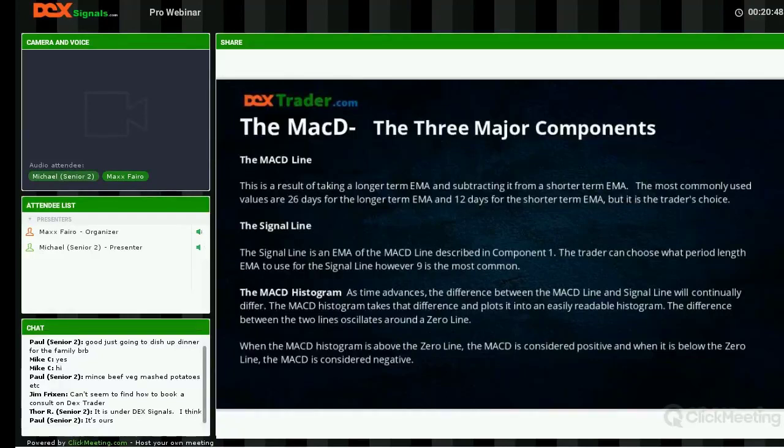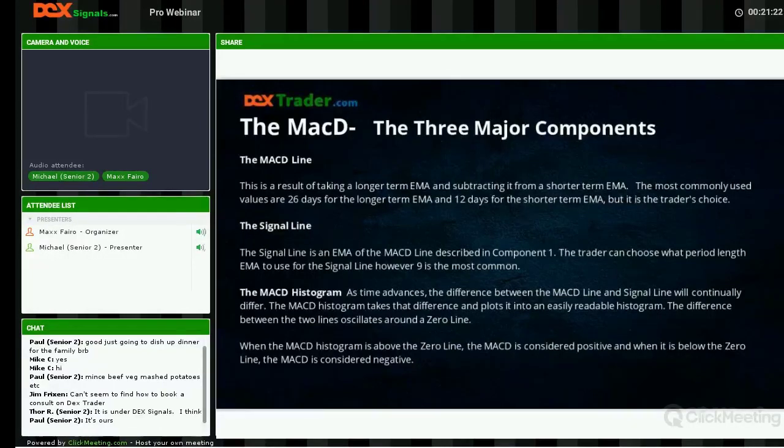Now, the signal line, which I'll show you in a minute, is the EMA of the MACD itself, and this is described as component one in the system. The trader can choose what period length to make this one, like we were talking about, but the 9 level is where it's really used, so you get the 26, 12, and the 9. The 9 refers to the signal time. This is pretty powerful: 26 for the days, 12 for the days, and the 9 is the signal indicator itself.